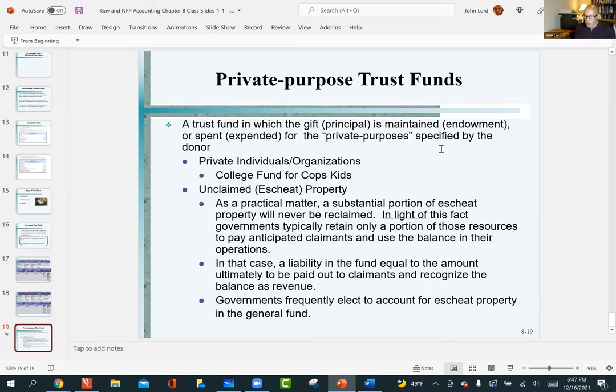The types of private purpose trust fund: college fund for cops' kids. What does that mean? Well, let's say a police officer is killed in the line of duty. And there's a not-for-profit organization that says, we're going to provide tuition money for kids because they had to grow up without a parent. And let's say the city says, look, this fund gets pretty big and the not-for-profit is having trouble managing things, and the city says, we'll manage that for you. Well, that's a private purpose trust fund because it's not something that belongs to the city. It belongs to the potential children, the potential police officers, right? That would be accounted for in a private purpose trust fund.